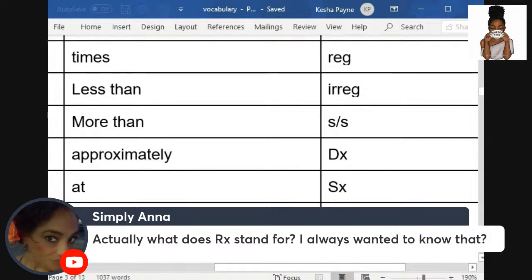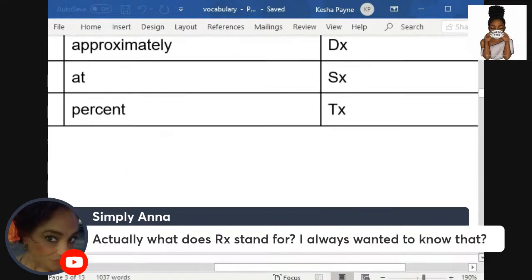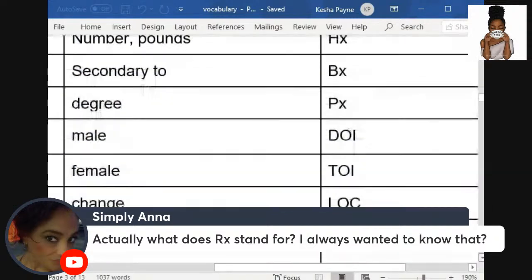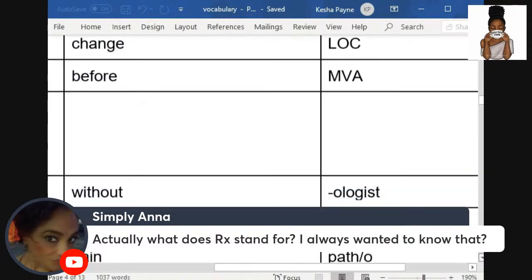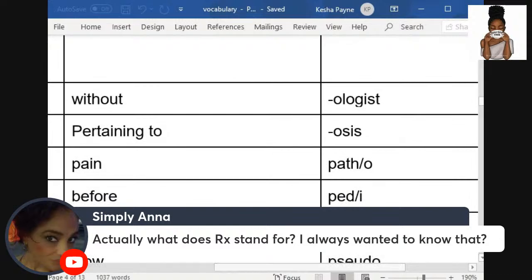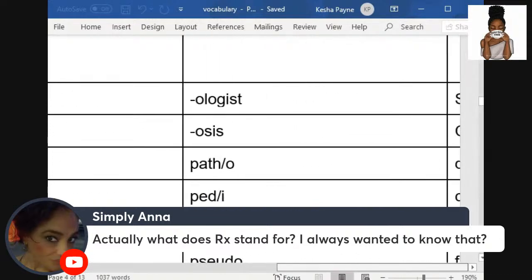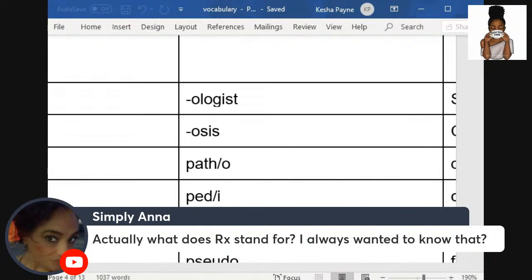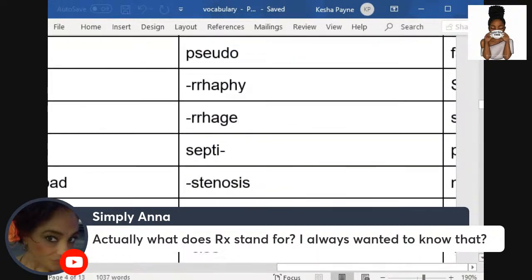SX symptoms. I need to double check what SX is, and TX I know is treatment. What else do I need to know? I already went over those. Ologist is study of, oocyst, patho disease, pedo, pedi, pre. Okay, there's a lot that I need to go over.